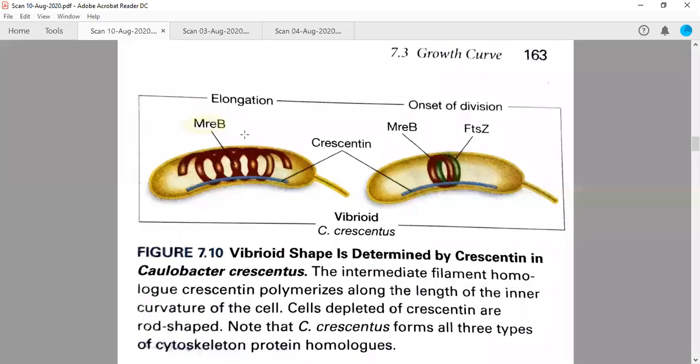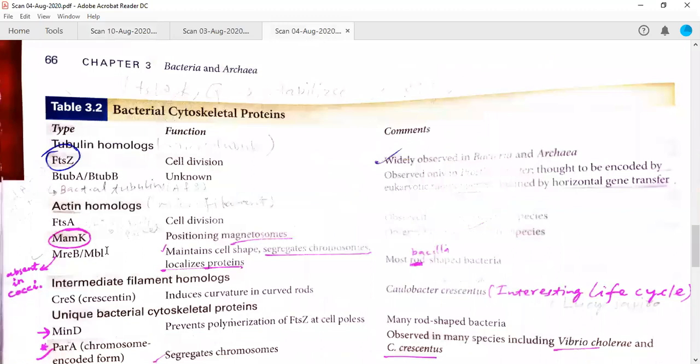So it is evident from this particular diagram that the MreB protein, which is an actin homolog in prokaryotes, is required for maintaining the cell shape, and it is associated with some other proteins, MBL. You need to remember this.